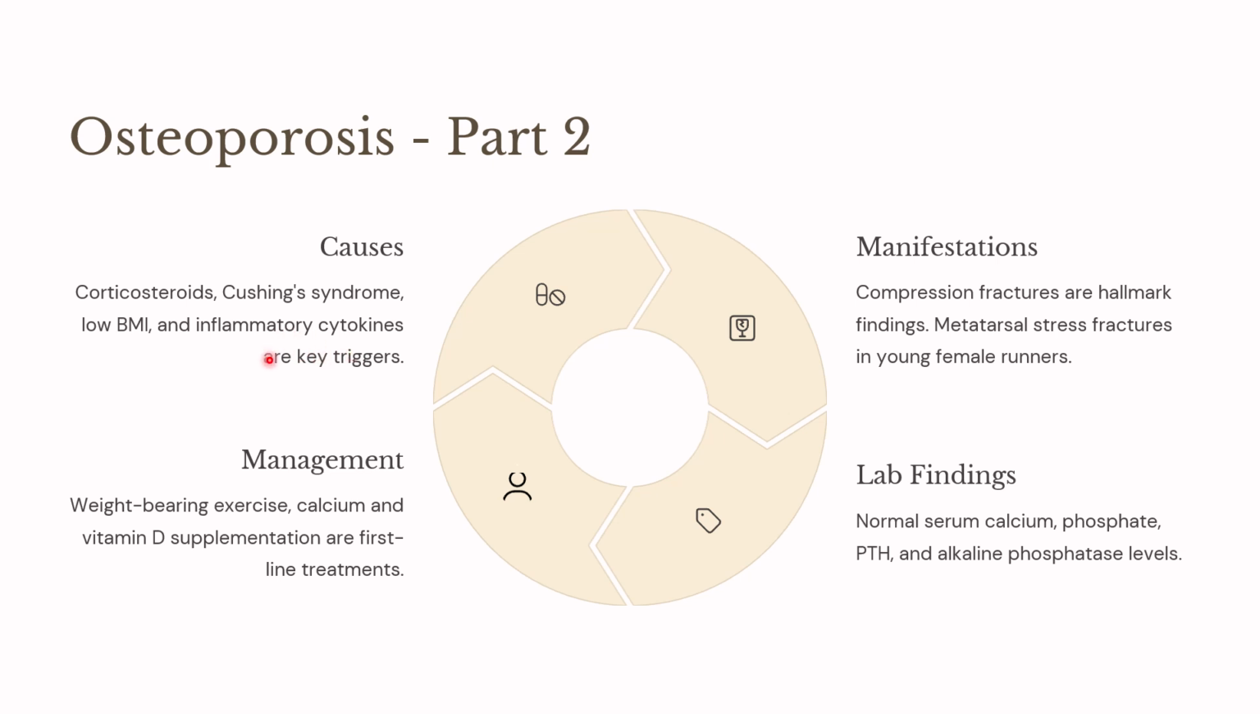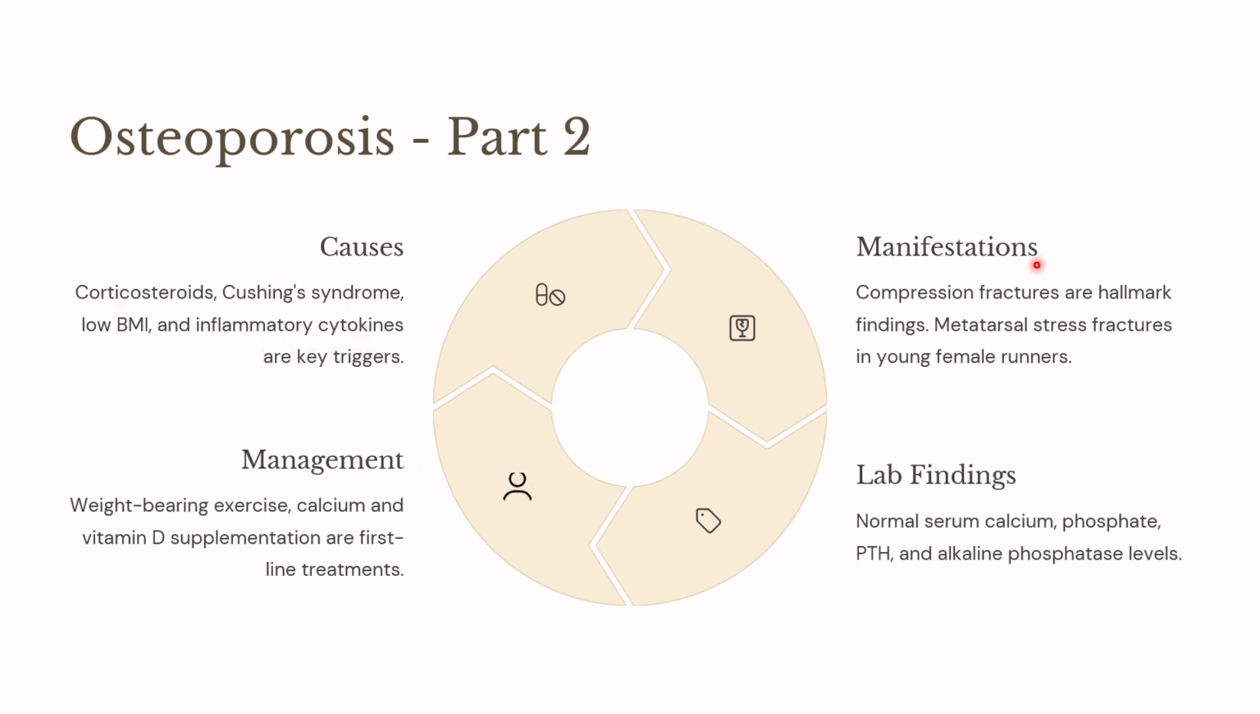Inflammatory cytokines such as interleukin 1 are a trigger for osteoporosis. This knowledge will be tested like they will show you a highly trabecular or hollowed out vertebral body. Then they will ask you what caused this. The answer is straight up interleukin 1. This is how this knowledge will be tested.